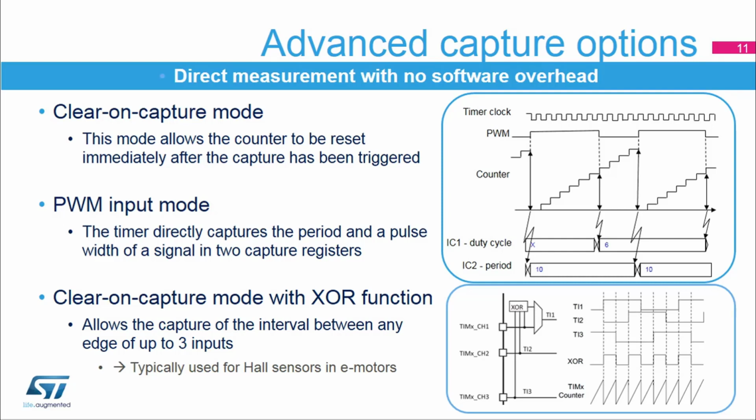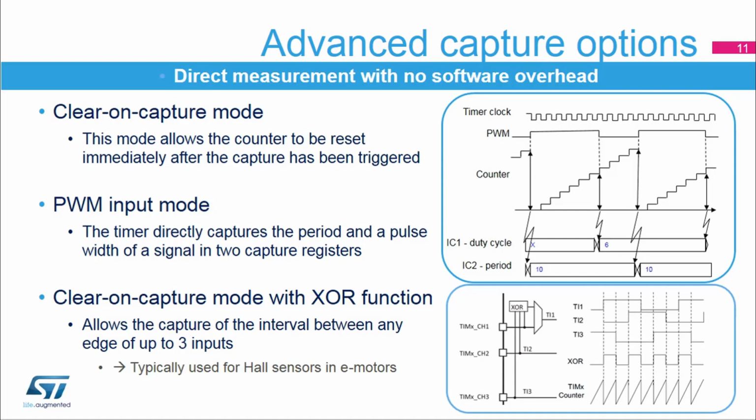The input signal is internally routed to two capture channels. The signal's rising edge is captured on input capture 2 to provide the period value with the clear on capture mode. The falling edge is captured by the capture 1 channel, which provides the pulse length duration. The duty cycle then simply corresponds to the ratio between input capture 1 and input capture 2.